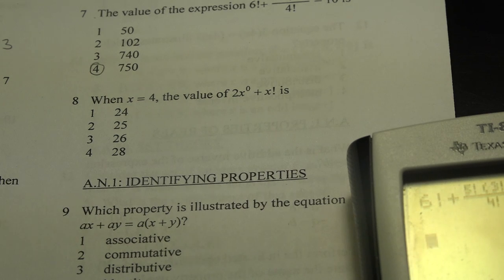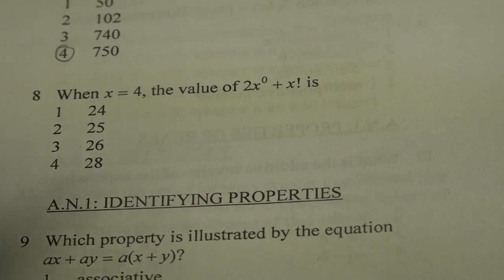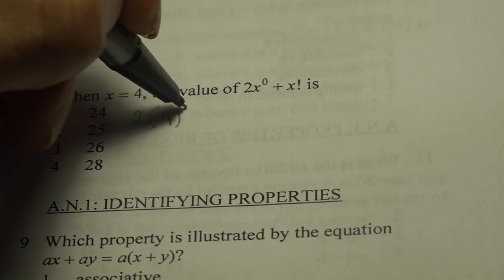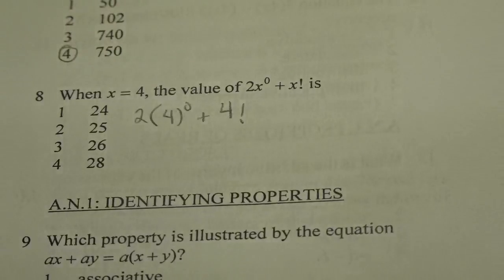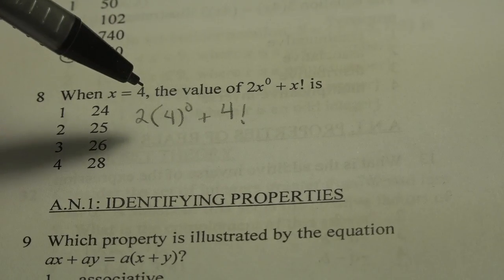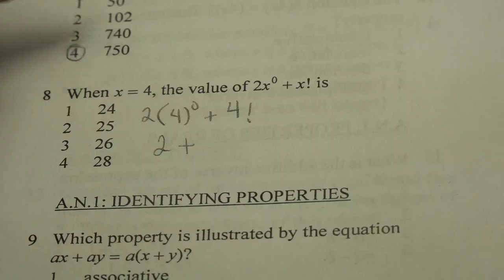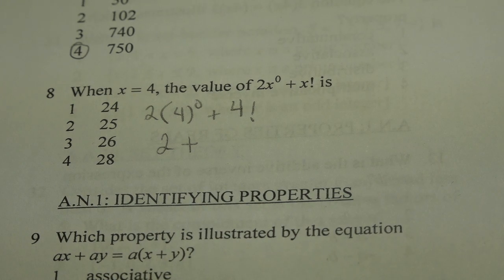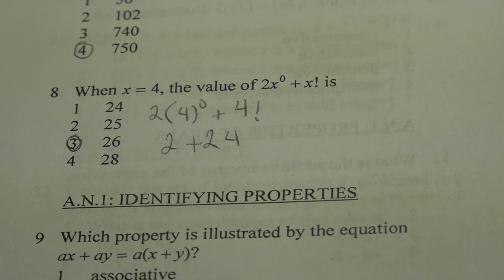Alright, let's see now. Okay, when x is 4, what is the value of this? Well, x is 4, so this is 2 times 4 to the 0 power plus 4 factorial, because that's what it says. We know that anything to the 0 power is 1. So 2 times 1 is 2. Plus 4 factorial is 4 times 3 times 2 times 1. 4 times 3 is 12, times 2 is 24, times 1 is 24. So 2 plus 24 is 26. Good, right? Okay, let's move on.